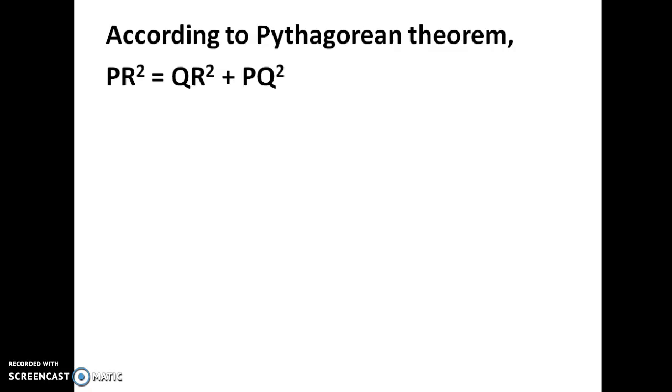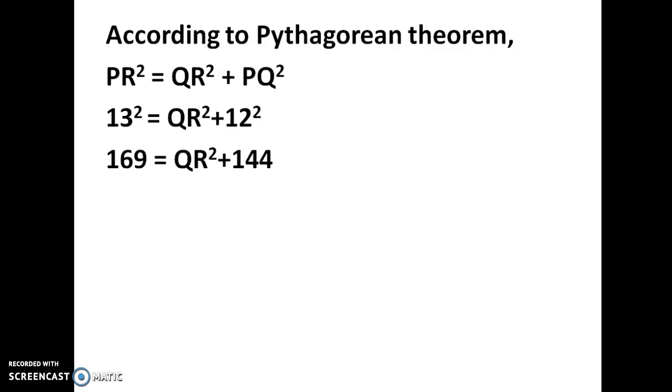PR square is equal to QR square plus PQ square. So it is 13 square is equal to QR square plus 12 square. So what is 13 square? 13 square is 169 and 12 square is 144.